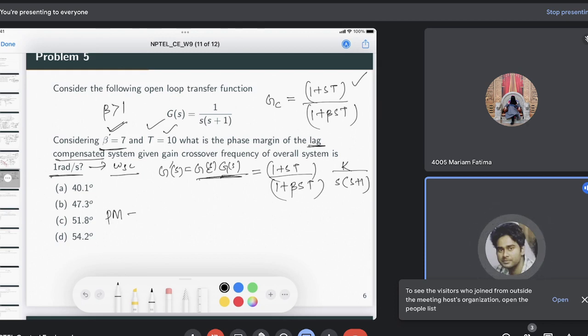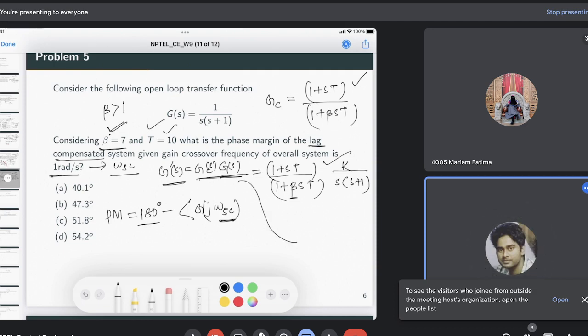Then the phase margin is 180 degrees minus the phase angle of this transfer function at this gain crossover frequency. So this is the formula for the phase margin. We see how much it is from the minus 180 degree angle at the gain crossover frequency, that is, when the transfer function magnitude becomes 1. We are given this gain crossover frequency, 1 radian per second, so we will use this form. We are also given beta and T, so we can write this.